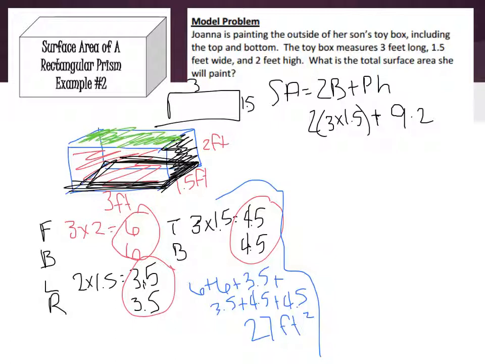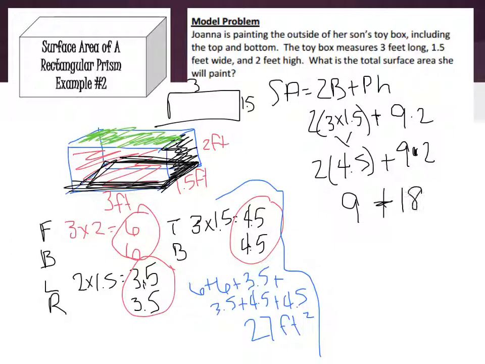So we can work this out using our formula. 3 times 1.5 is 4.5. So the base of my box, or the bottom of the box, was 4.5 square feet. 2 times 4.5 is 9. The perimeter of my base was 9, times the height of 2 is 18. That's called the lateral surface area, the distance around the box. And then 9 plus 18 is 27 square feet. Both methods get us the same solution.